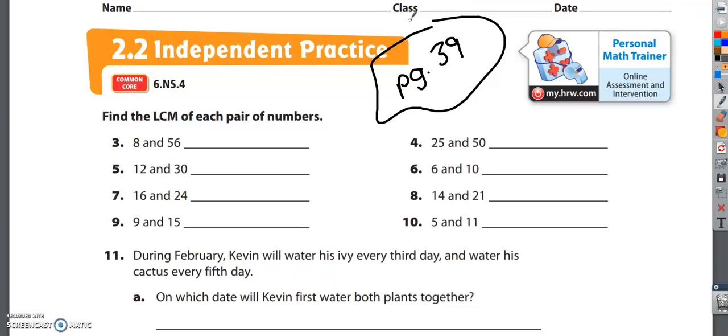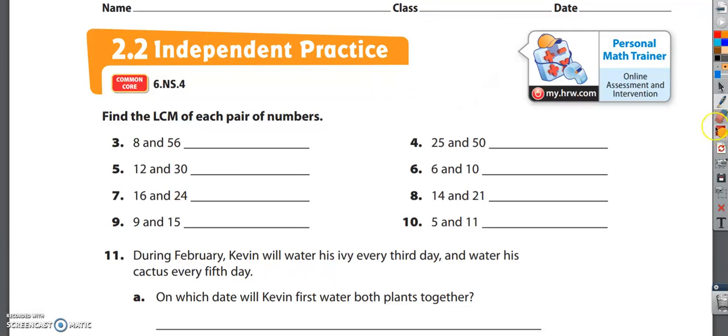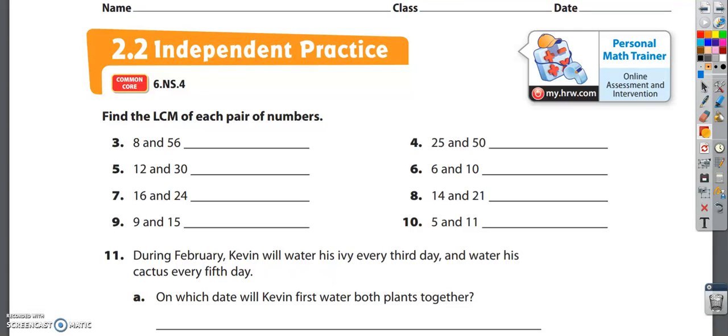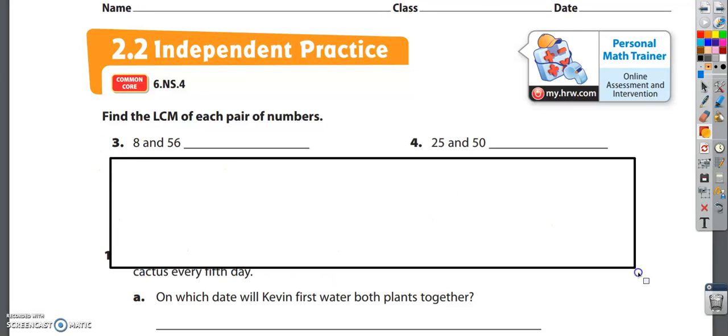The idea being, though, that you don't just watch the video and copy the answers onto your textbook, because that wouldn't be the best way to learn these skills. So what I'm going to do here is I'm going to get a little whiteboard out. I'm going to show you some tricks here. Okay, so check out number 3.